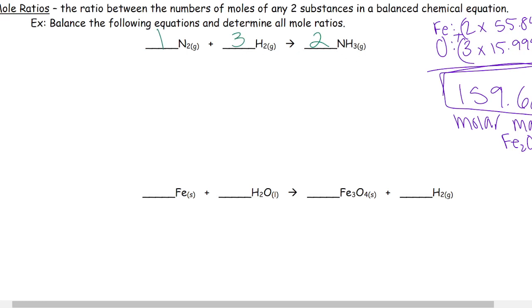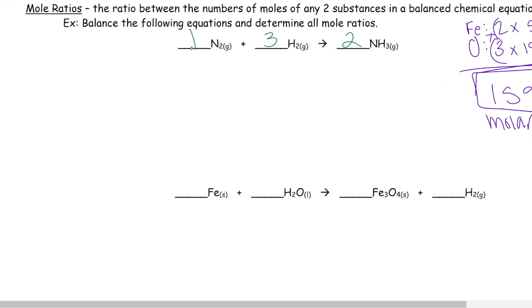So if these are my coefficients, what we're doing with a mole ratio is we are basically just relating any two things that are in my chemical equation. You can relate two reactants to one another. You can relate two products to one another. You can relate a reactant to a product, product to reactant. It does not matter. It just depends on the way that it's being asked. So for example, for every 1 mole of N2 that I use up, every 1 mole of nitrogen gas that's used, I'm going to produce 2 moles of NH3.